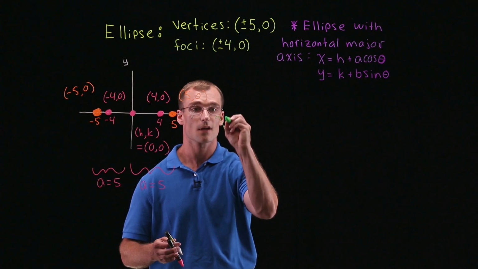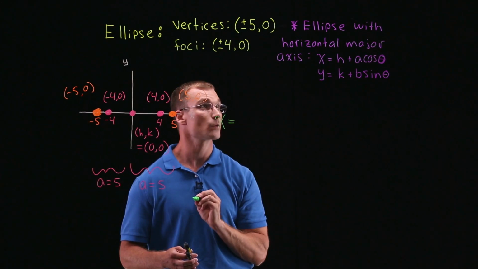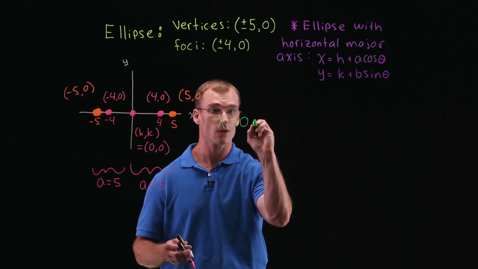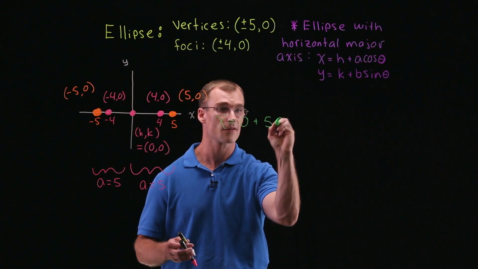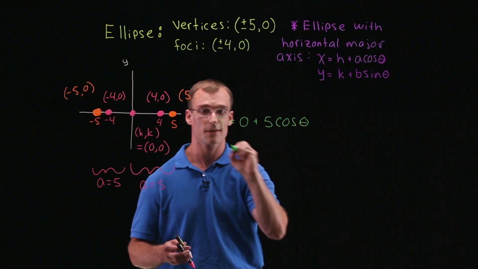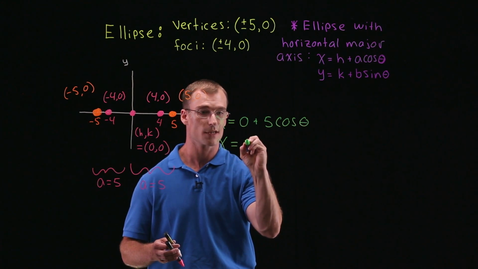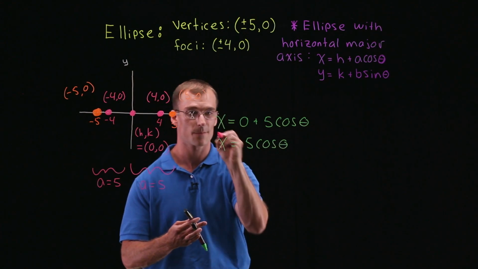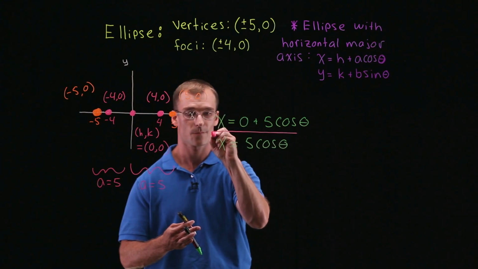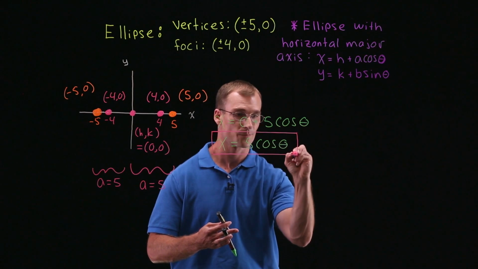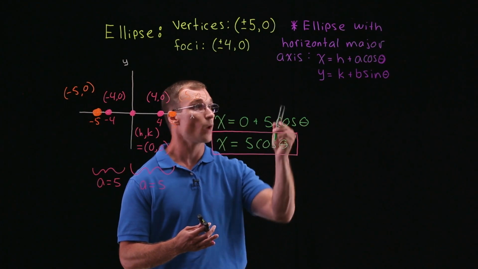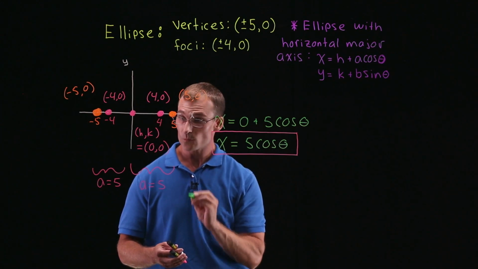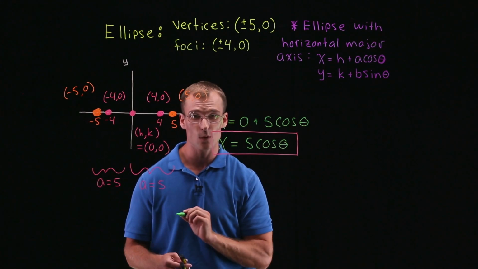So our first parametric equation, x equals h plus a cosine theta: x is equal to h, which is 0, plus a, or 5, cosine theta. So we have that x is just equal to 5 cosine theta. Now for y, we have that y is equal to k plus b times sine of theta. So we know k is equal to 0, but we don't know what b is.